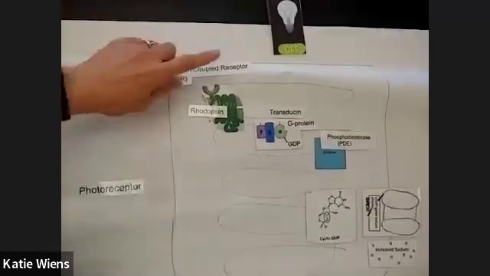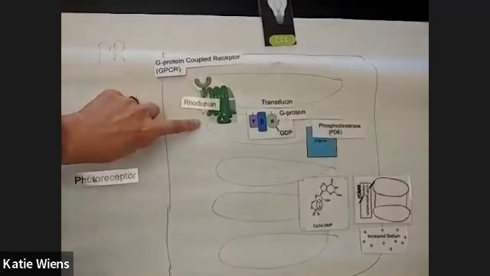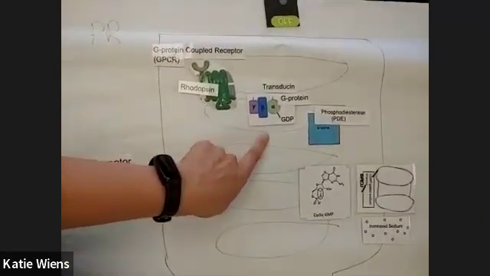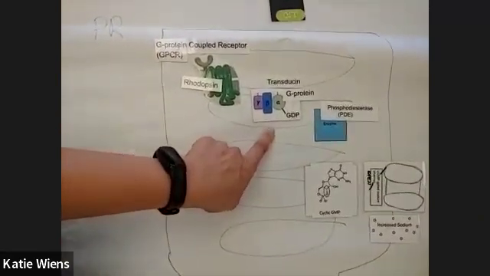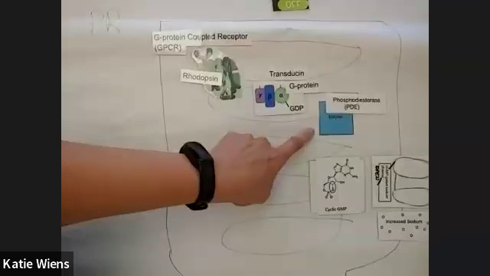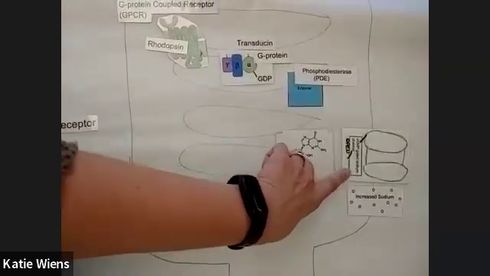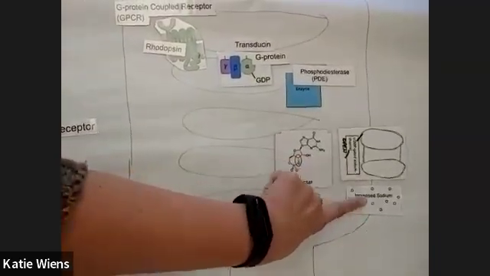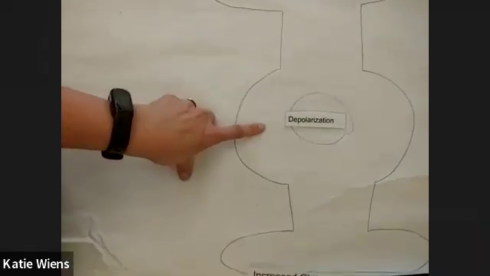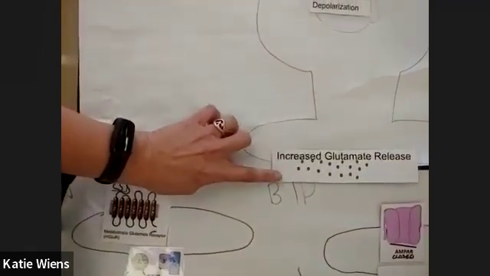So when the light is off, there are no photons. The photons normally activate this, but since there are no photons, this G protein coupled receptor, which is rhodopsin, is not able to activate its G protein, which is transducin, which is then not able to go activate phosphodiesterase. So phosphodiesterase is not working. And so the cyclic GMP is available to open the cyclic GMP gated channels and allow sodium in. Allowing sodium in depolarizes the cell, and that depolarization leads to an increase in glutamate release.